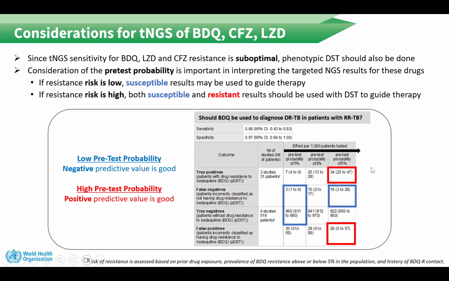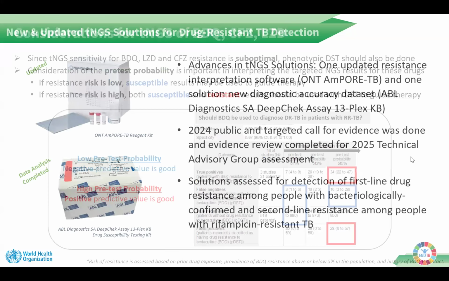If resistance risk is high, both susceptible and resistant results should be used with DST to guide therapy. And this is particularly important as you see at the higher pretest probability rates, the number of true positives now outnumbers the number of false positives, allowing more confidence in a result.